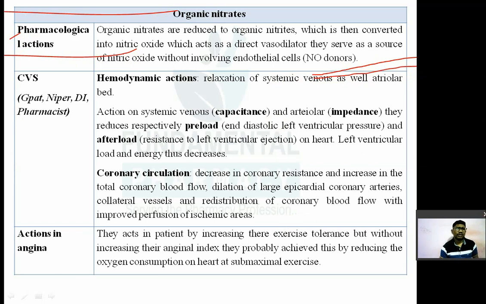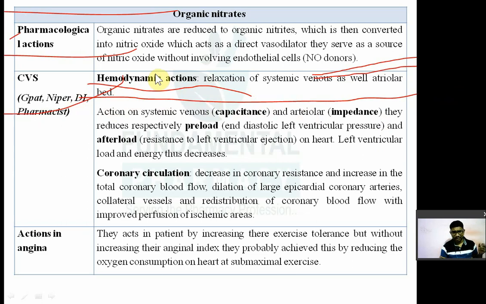Now, what are the actions of organic nitrates on the cardiovascular system? First, the hemodynamic action, the action on blood. They cause relaxation of the systemic venous as well as arterial bed. That means both arteries and veins are relaxed, so vasodilation of arteries as well as veins. They will decrease the blood pressure.